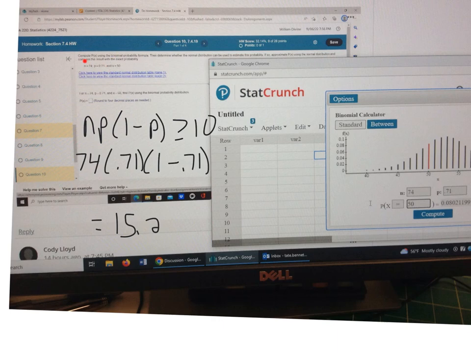Saw your question on the discussion board. Compute P of x using a binomial probability formula. Determine whether a normal distribution can be used to estimate it. If so, approximate using the normal distribution.